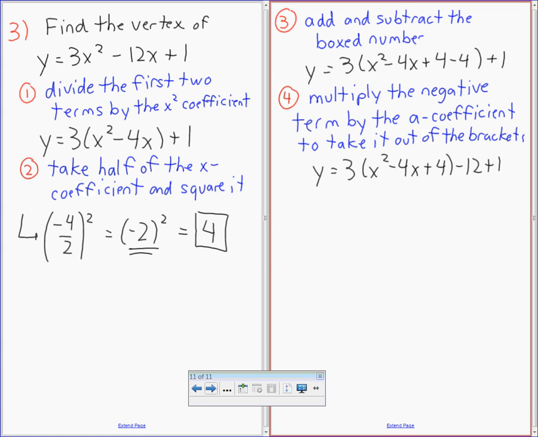Step number 5. Jennifer, back to you. How do we finish this one off, please? So then you take the underlined term and you put it in the bracket. Yeah. So y equals 3 bracket x minus 2 squared and then minus 11. Okay, good. So what you're going to do is you're going to factor the brackets using the underlined number.